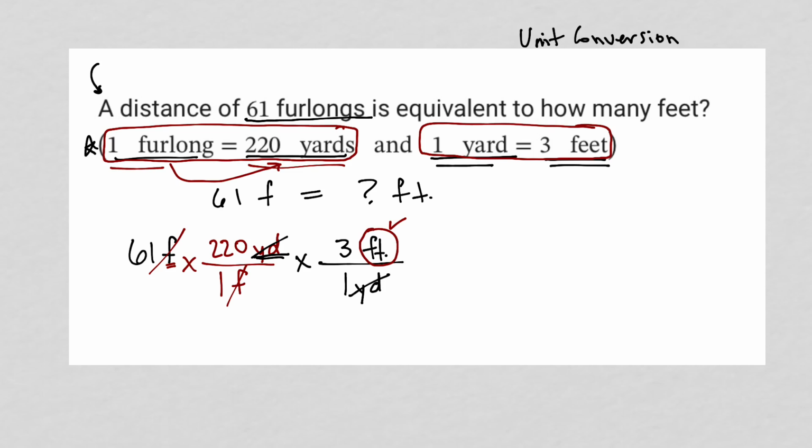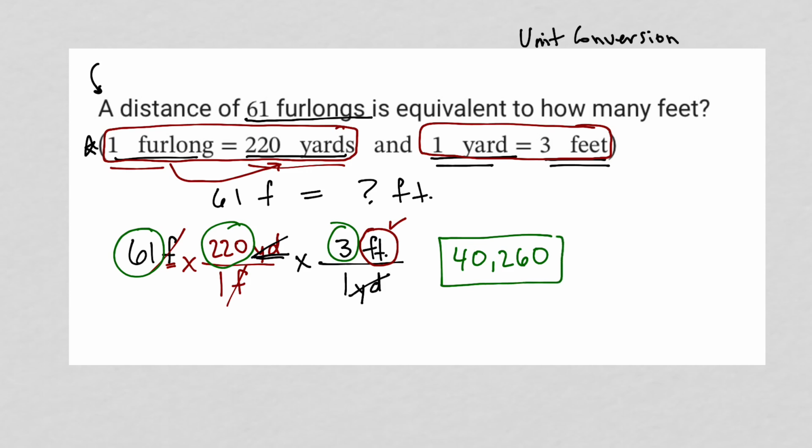Once you've accomplished that, now you do the math, right? And realistically, we could just plug this into a calculator, because all we're going to do is multiply this 61 by 220 times 3, and that'll give us our final answer. So I'm going to pull out my calculator here. 61 times 220 times 3 is equal to 40,260. So that's our answer, 40,260 feet.